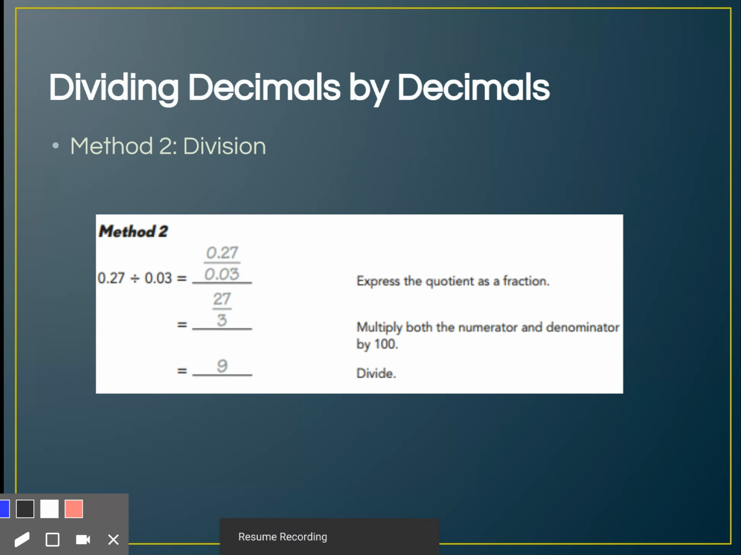Okay, and the other method is to just do division here. So set it up as a division problem, 0.27 divided by 0.03. And then we're going to move our decimals out of the way. So here I'm moving 1, 2 spaces to the right. However many I move in the top, I have to move in the bottom. So that's where this 27 divided by 3 comes from, because that's all I have left after I move my decimals. And 27 divided by 3, of course, is 9.